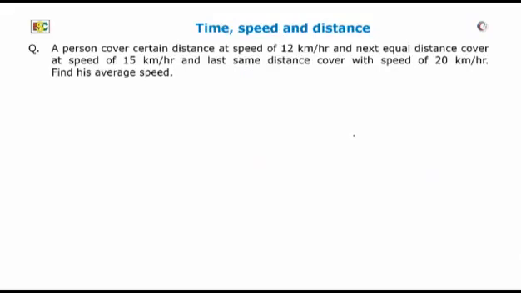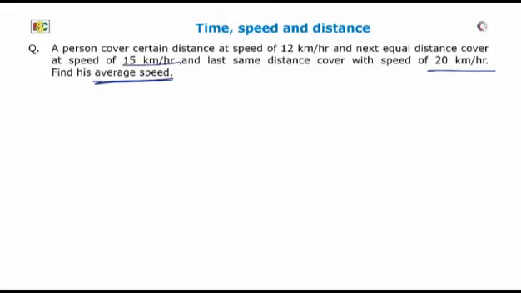Next question is, a person covers a certain distance at a speed of 12 km per hour, and the next equal distance at a speed of 15 km per hour, and the last same distance with the speed of 20 km per hour. So we have to find his average speed.